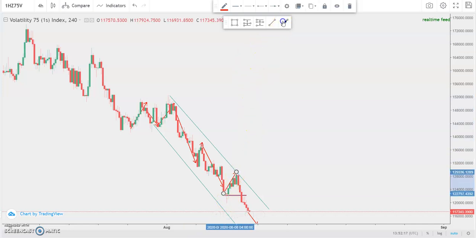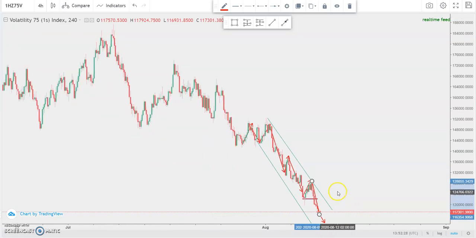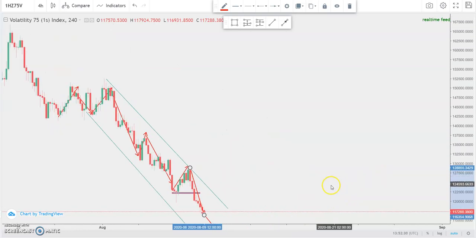This is a cycle. So that's the continuation of the cycle. It might keep going down and then form the W later on. But as of now, I'm going to be looking for sell positions, sell setups.